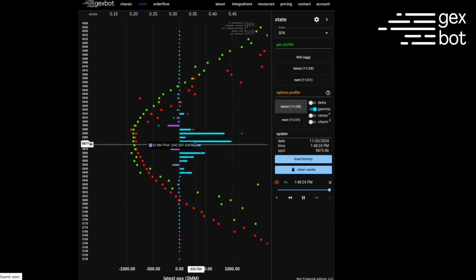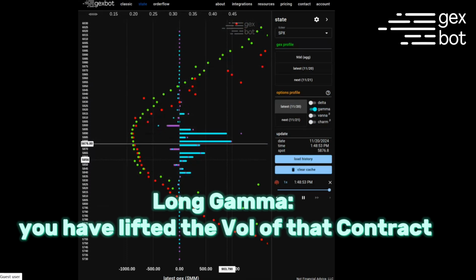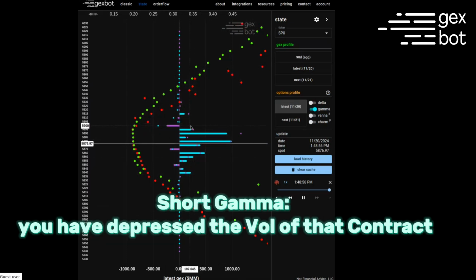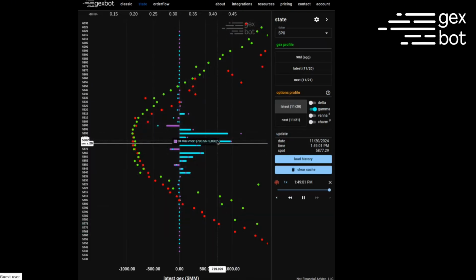That dovetails really nicely with the idea of long or short gamma. When I'm thinking about gamma, I'm really thinking about the vols. When we're displaying these vols, this is the latest vol that had occurred. If you're long gamma, that means you've likely lifted the volatility of the contract; that's how it gets classified. If you're short gamma, it's because you've depressed the vols there, and that was the effect of that transaction. So long gamma just means they had lifted the vols at that point.